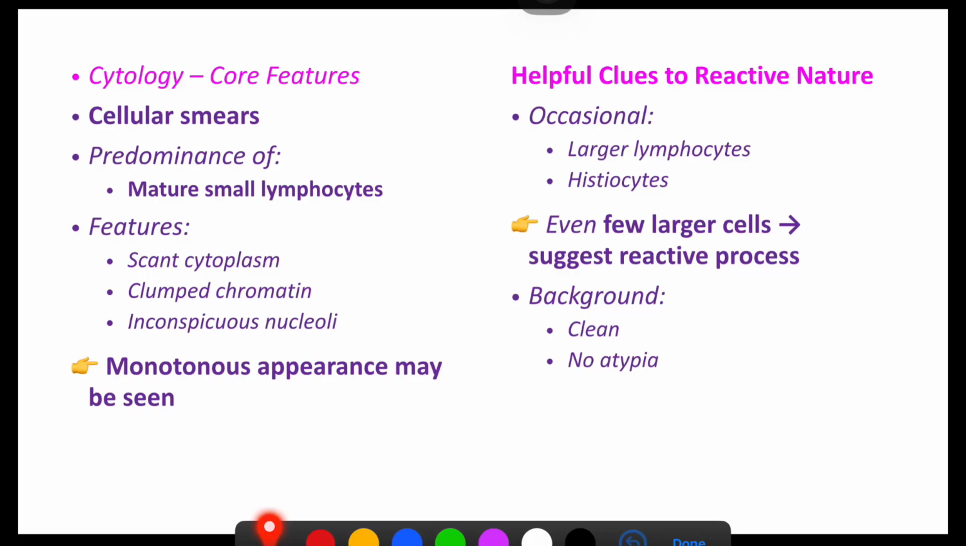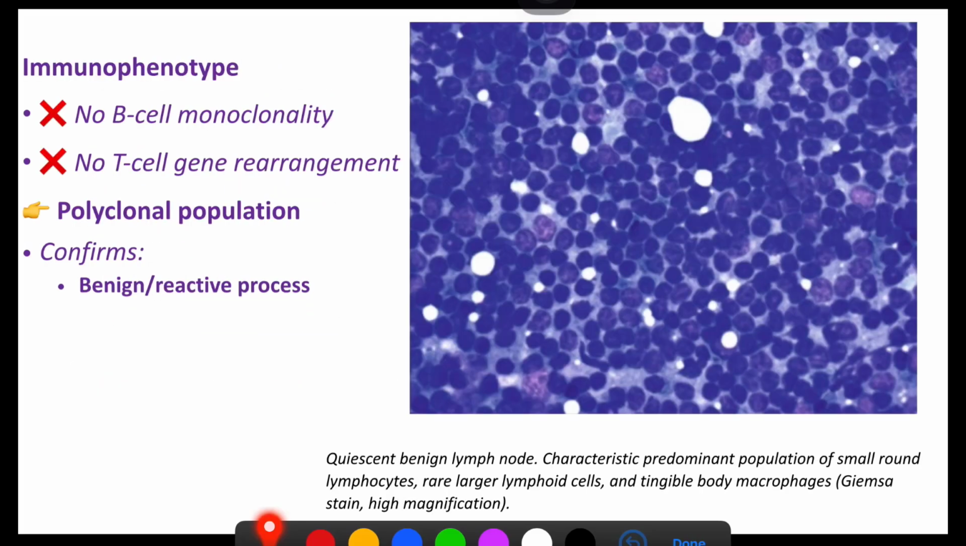Cytologically, the cellular smear shows only a predominance of mature small lymphocytes with scant cytoplasm, clumped chromatin and inconspicuous nucleoli. So, a monotonous pattern is seen. And what is the clue as to whether it is reactive or not? Occasional large lymphocytes and histiocytes are present. The background is clean with no atypia, which suggests a reactive process.